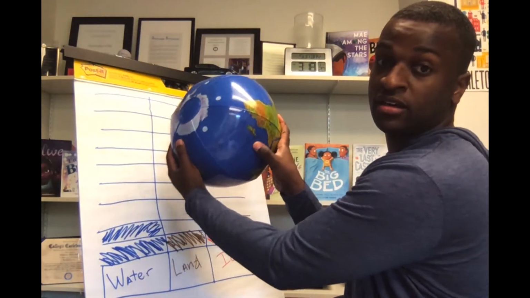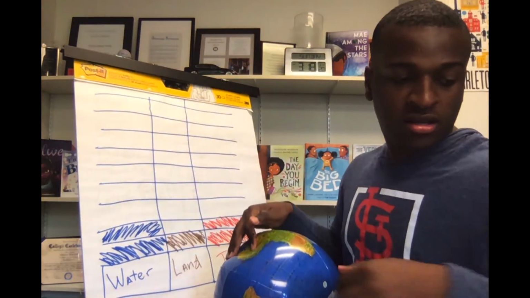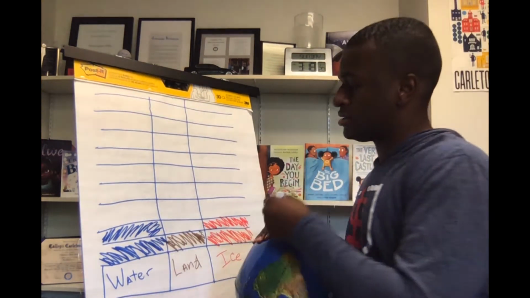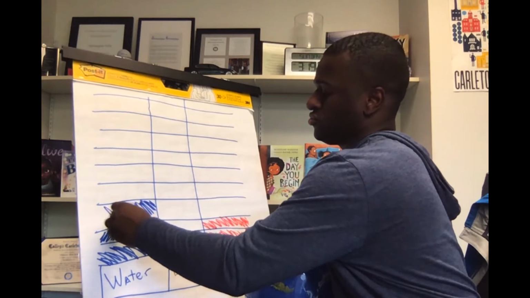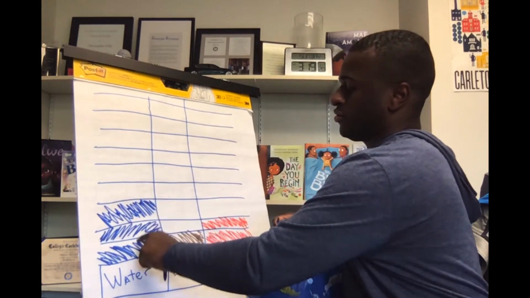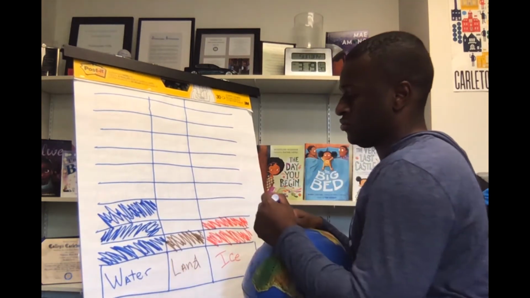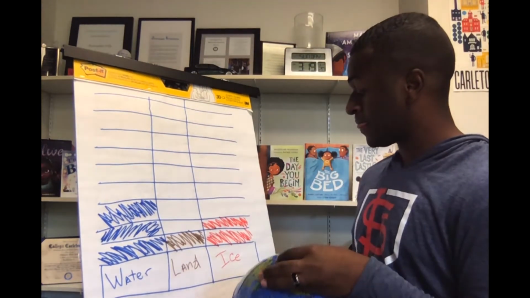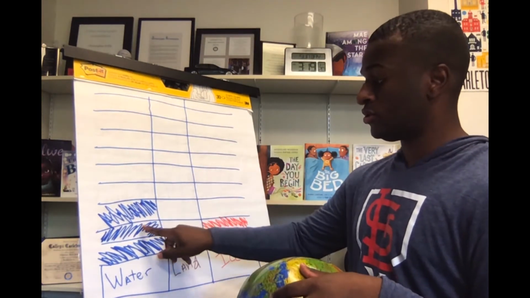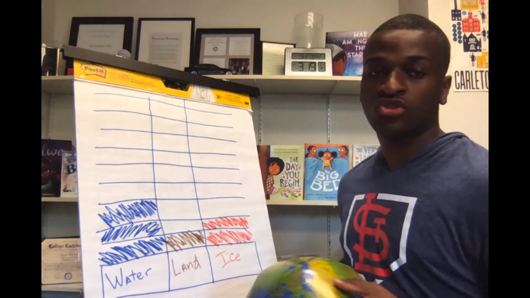Water again here. Let's put our water on. Water, 1, 2, 3, 1, 2, 1, 2. Okay, let's see. So we got 3 water, 1 land, 2 ice. 1, 2, 3, 4, 5, 6. 2 more left. Let's do it.